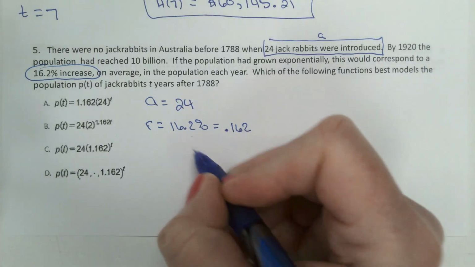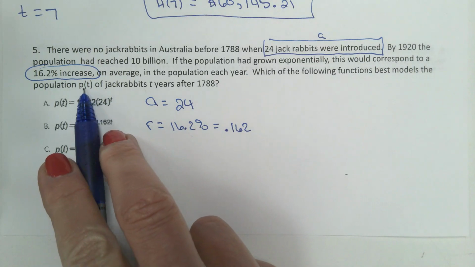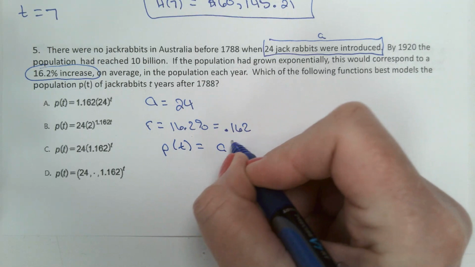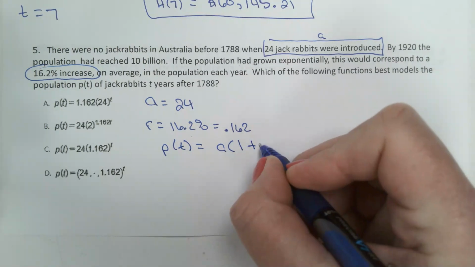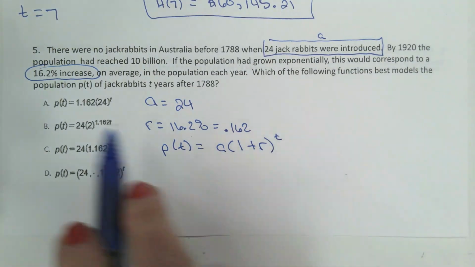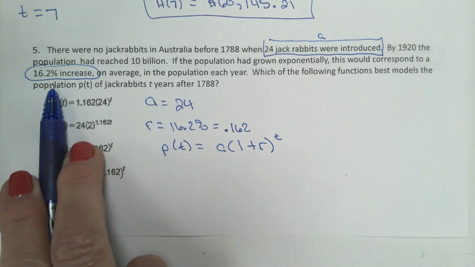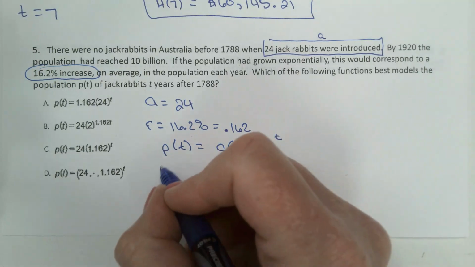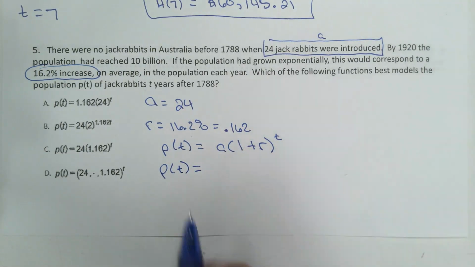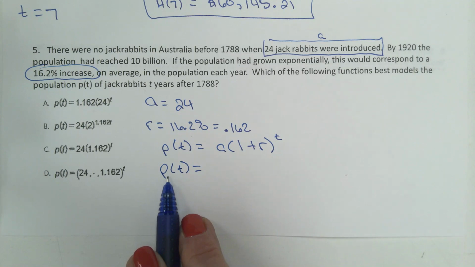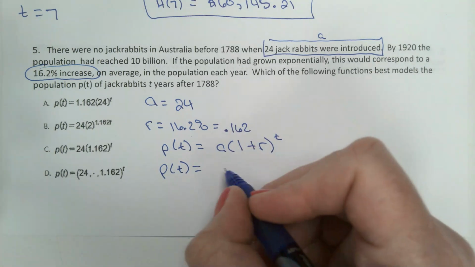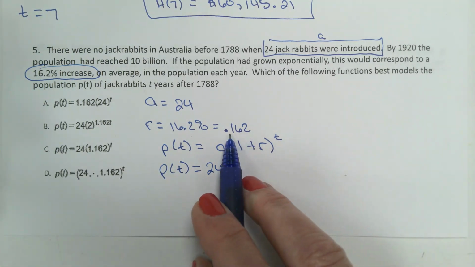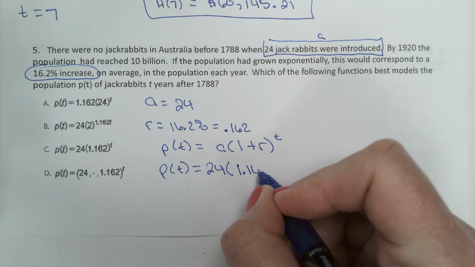Okay, so we have it. Instead of A of t, it wants me to use P of t. So P of t equals A times, I'm going to go, (1 plus r) to the t. So we knew that it was increasing, so we are definitely using the plus sign here. P of t, so we don't know the total. We do know the initial amount, so I'm going to plug 24 in there. 1 plus 0.162 is 1.162.